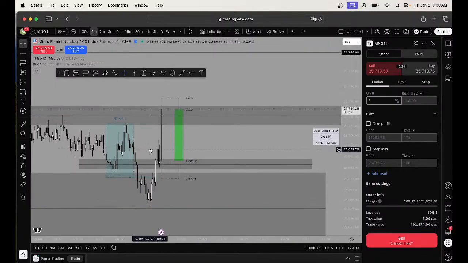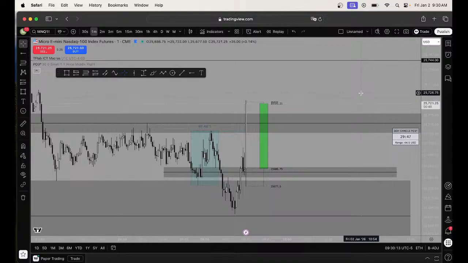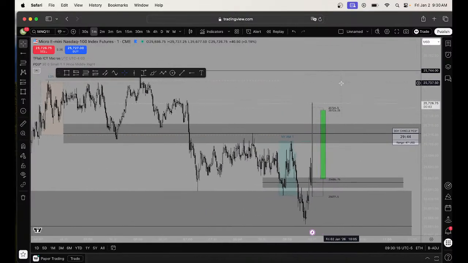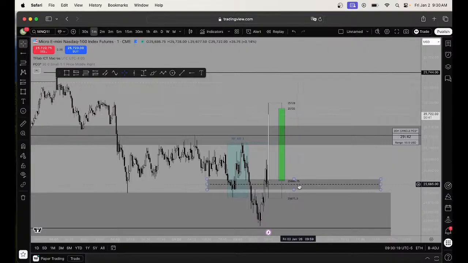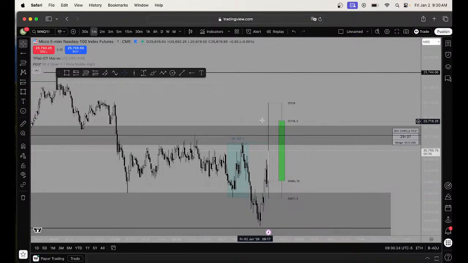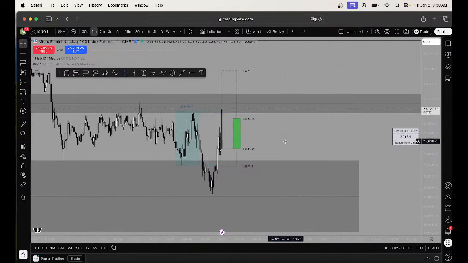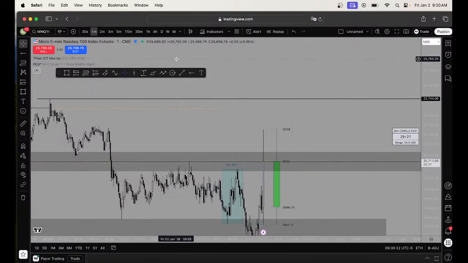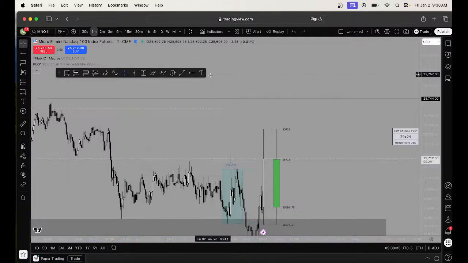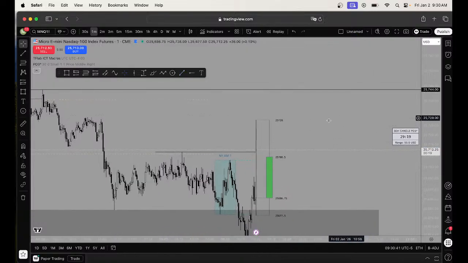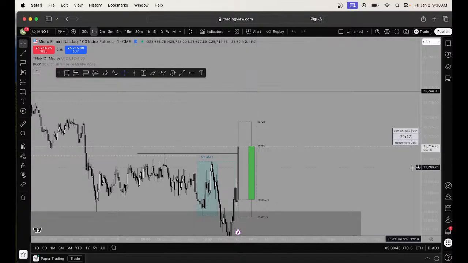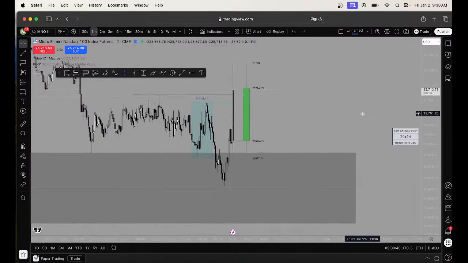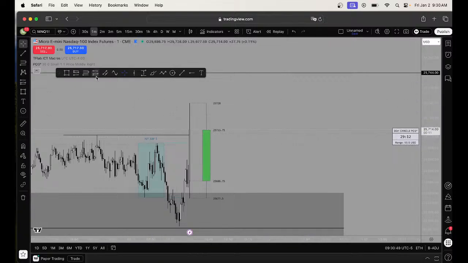Okay. Are we gonna take that high though? Respected this 5 minute inversion. Look, like I said, we could wick all the way up there. Okay. We took out this buy side. Tapped into fair value gap. Now I just want to see how this closes. Potentially see the next candle.